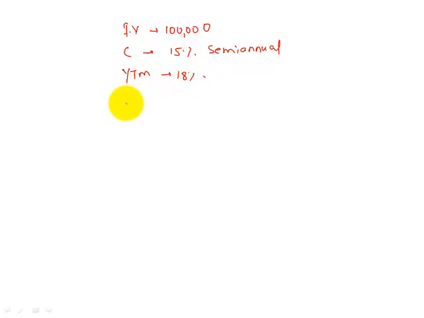Let's do some basic bond valuation questions. Let's say you have a bond which has a face value of 100,000, coupon rate of 15% semi-annual, YTM is 18%, and the remaining life of the bond is 6 years. Find out the market value of this bond.